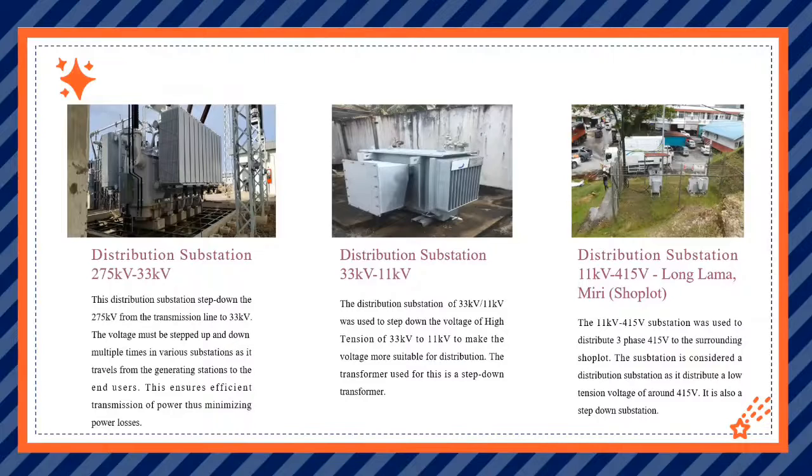So I'm about to explain about distribution substation, which is for Sarawak, where we use the 275 kilovolt from the transmission line to 33 kilovolt. The distribution substation steps down the 275 kilovolt from the transmission line to 33 kilovolt. The voltage must be stepped up and down multiple times in various substations as it travels from the generating substation to the end users. This is to ensure the efficient transmission of power, thus minimizing the power losses.